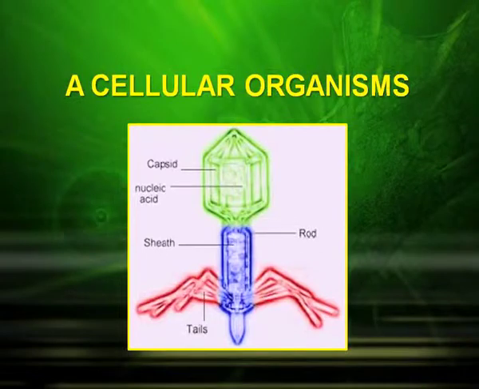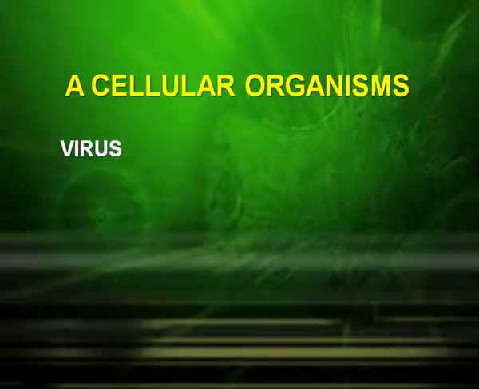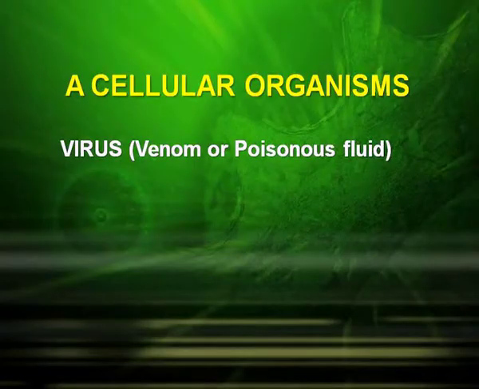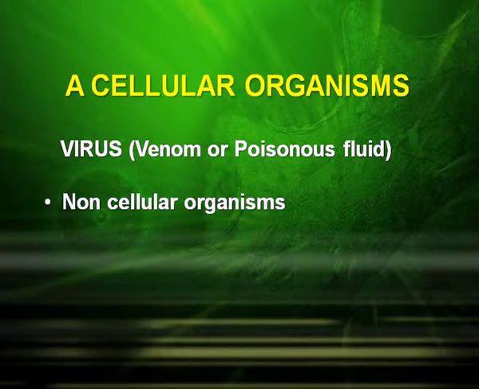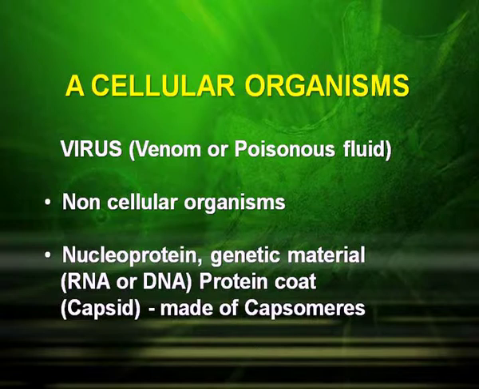In the 5-kingdom classification, the acellular organisms are not mentioned, but there are certain acellular organisms like virus, viroids and lichens. Virus. The word virus means venom or poisonous fluid. They are non-cellular organisms, they are nucleoprotein, and the genetic material is either DNA or RNA. The protein coat is called capsid, which is made up of capsomeres, which are the subunits.